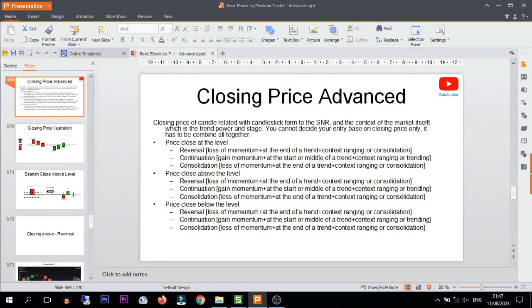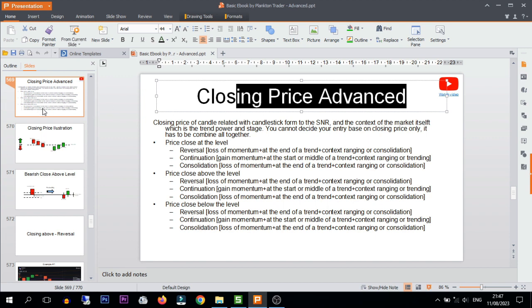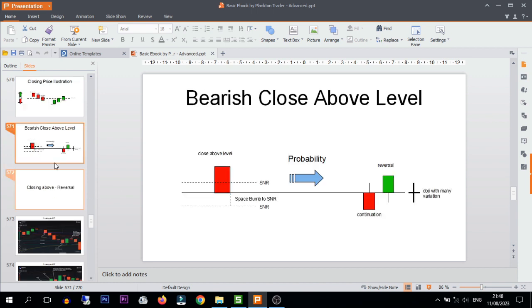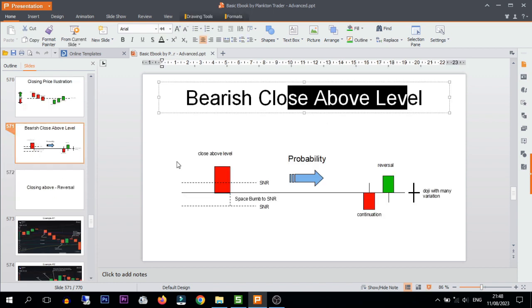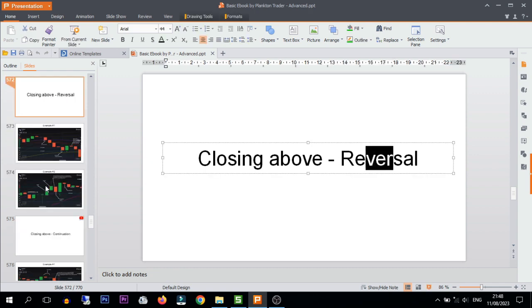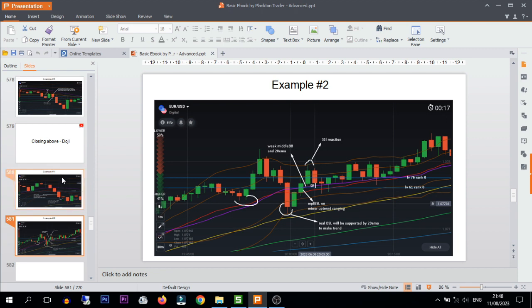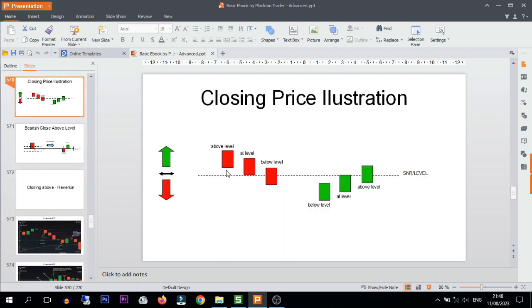Okay, so I'm also covering the closing price, which, as you see in the illustration, is closing above the level, which is a bearish candle. This is the SNR level, and at the level below the level, all these types are explained here. Close the level: why it's a reversal, why it's a continuation, and why it's making a doji. Because closing above the level means those three things.